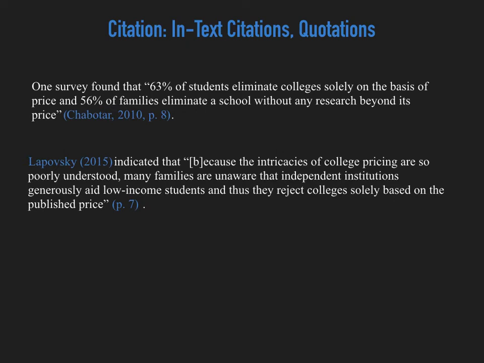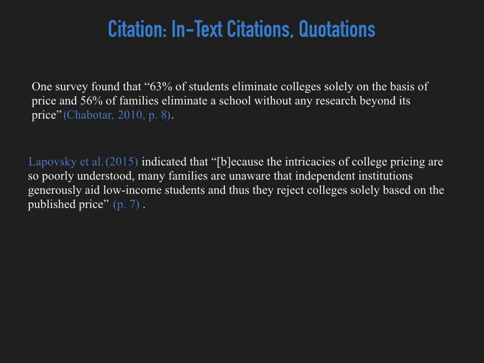As far as indicating multiple authors directly within the sentence, the same rules apply with one minor exception. When we have three or more authors, we include et al. after the first author's last name. If we have two authors, we will include both last names, but instead of an ampersand, we will use the word and.